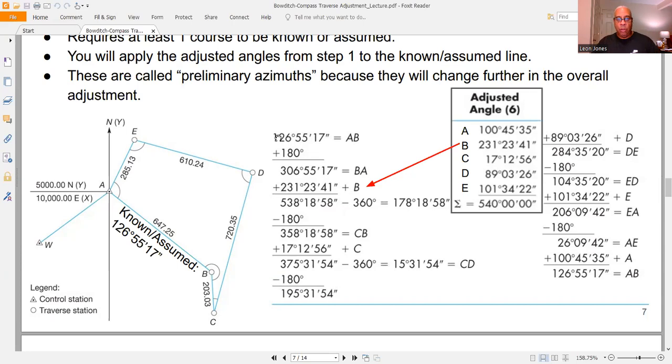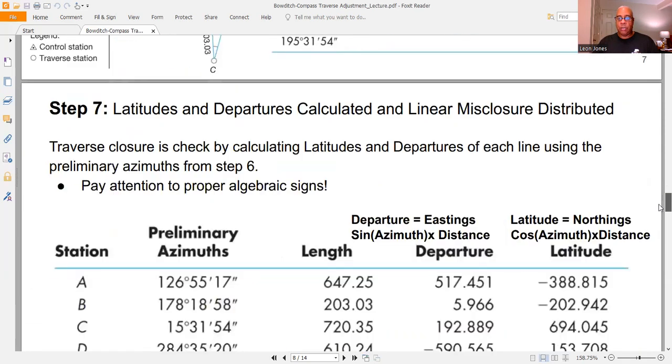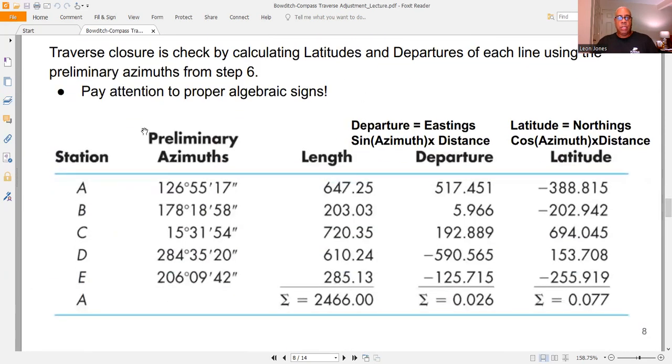And then the beginning and the ending bearing should check perfectly. Now, something else you need to know. Now that we have all the angles, let's talk about the departure and eastings and latitude and northings.